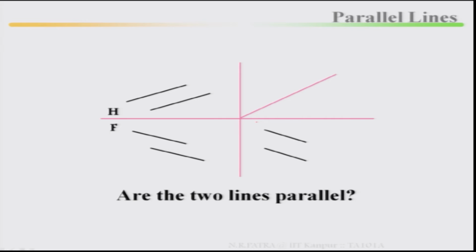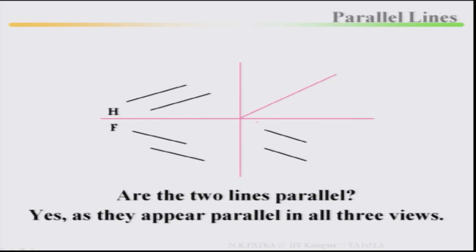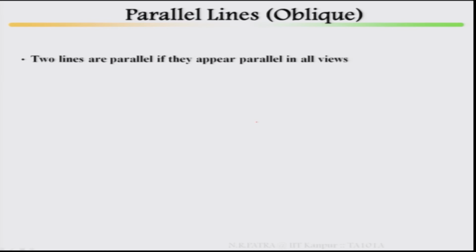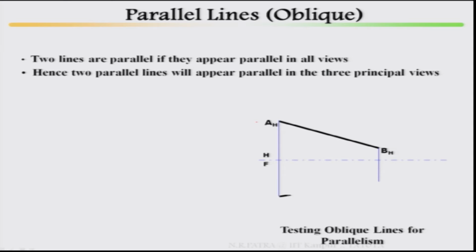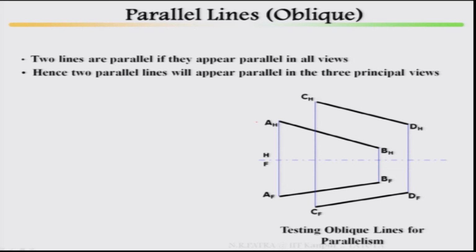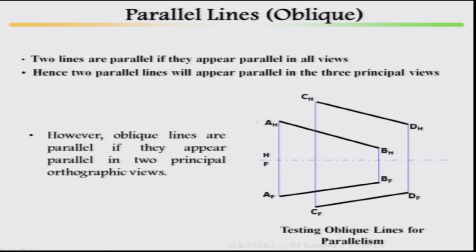Look at here. Are the two lines parallel? Yes, as they appear parallel in all three views. Two parallel lines will appear parallel in the three principal views. Testing oblique lines for parallelism: look at here, in both these views, top and front, they are parallel. However, oblique lines are parallel if they appear parallel in two principal orthographic views.